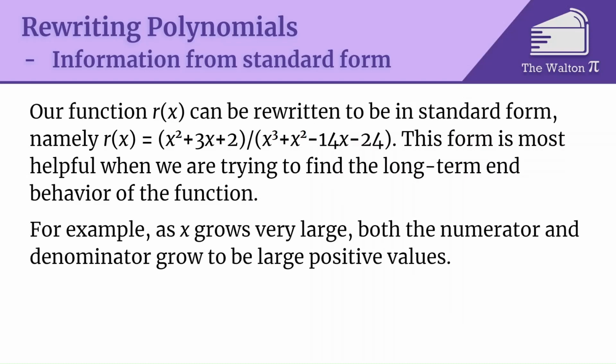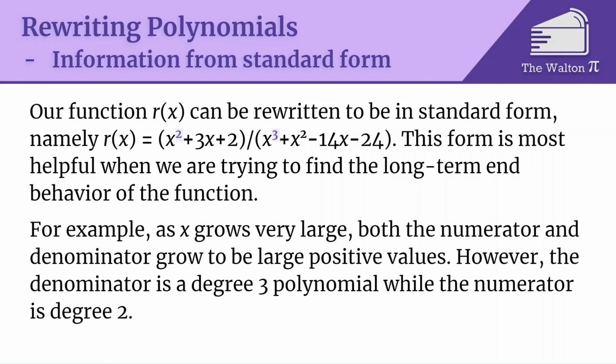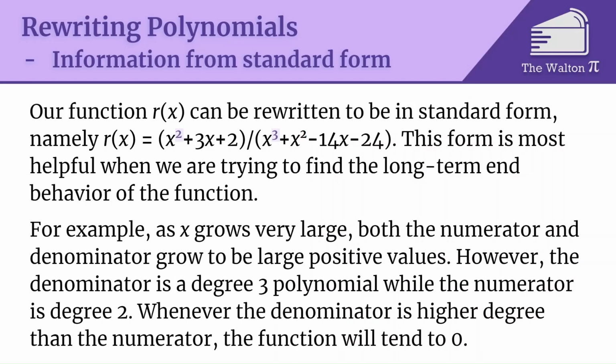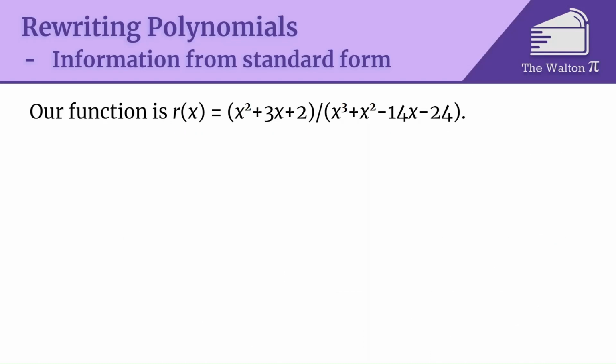So for example, here, as x grows very large, both the numerator and denominator grow to be large positive values. However, the denominator is a degree 3 polynomial, while the numerator is a degree 2 polynomial. Whenever the denominator is a higher degree than the numerator, then we know that the function is going to tend to 0 as x grows very large, either in the positive direction or in the negative direction.